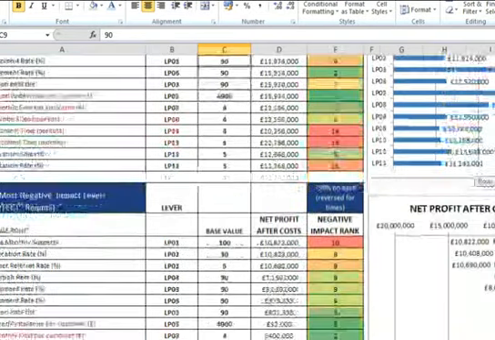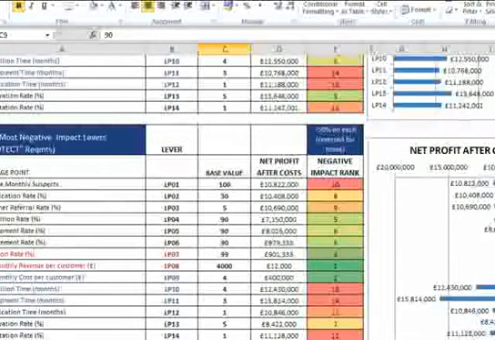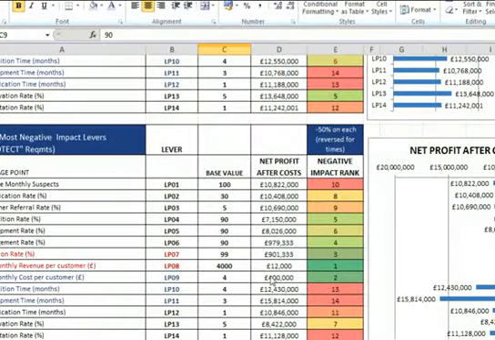Moving on down, then we push the individual sliders down to their minimum, see what that does. And we can see, for example, if you put management rate down, the profit goes down from 11.2 million to just under 1 million. So these are areas you must protect.